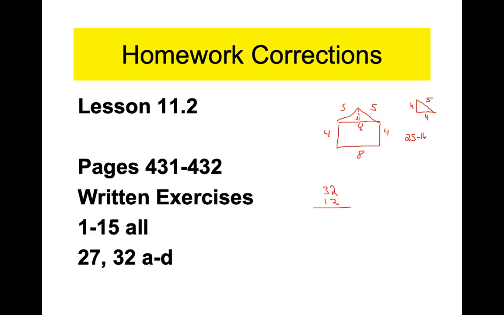27. Let's see. 27 is 40 and 20. Those are the areas, and those are in square units. And for which one? 40. 40 is A, B, C. Okay, yeah, never mind. 20 is A and B. And then for 32, A through D, A is 480, B is 240, C is 120, and D is also 120. And that was it.